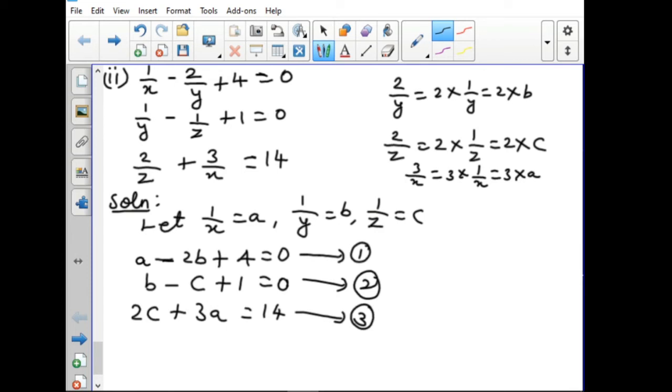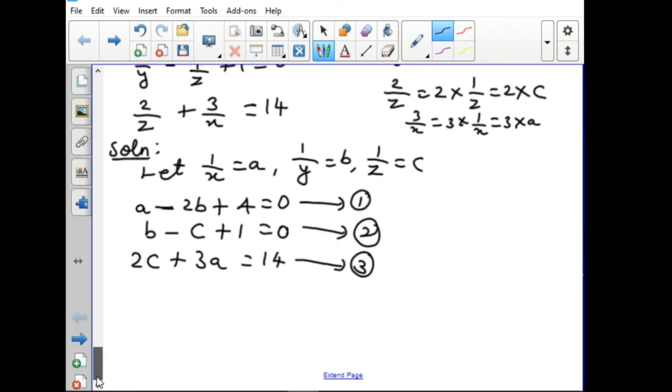Now we have to get linear equations of 3 variables. We have to convert into like that only. Now we have to solve the given 3 equations, changing from the terms of x, y, z. Okay. First one is a minus 2b plus 4 equal to 0. Second one is b minus c plus 1 equal to 0. Third one is 2c plus 3a equal to 14.